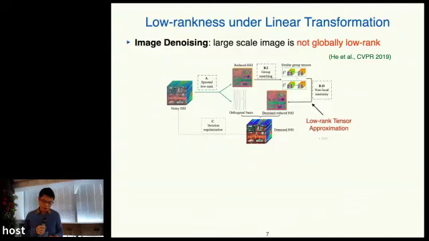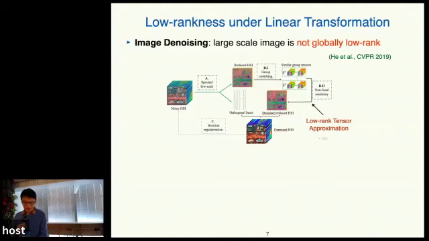So in computer vision, one of the typical tasks is denoising. In this work, we show that if our image is large, the image itself is not low rank. So one idea is to first make a dimension reduction to find the basis of the image. Then we find many similar patches and group them. We assume such a group of patches has a low-rank structure. Based on this assumption, we use low-rank tensor approximation to remove the noise. And finally, we can construct the high-quality image.